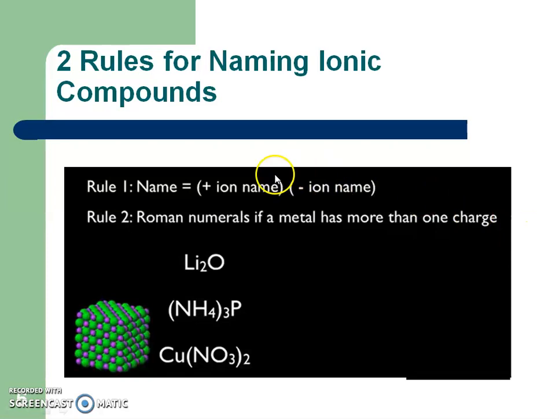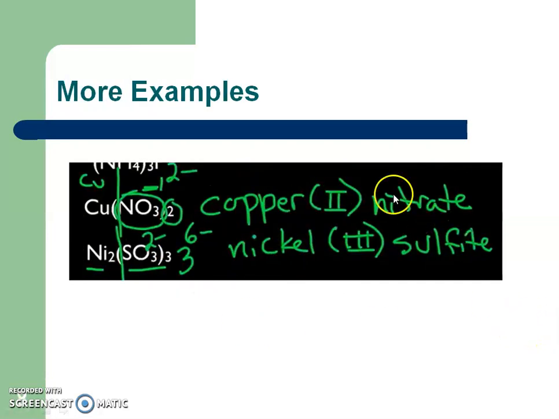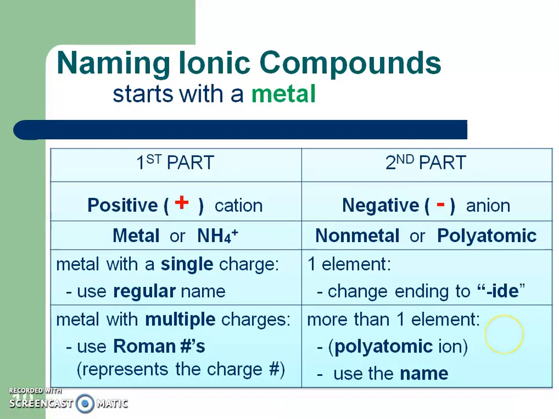Then he talked about that second rule about those Roman numerals and how those metals with multiple charges, you need to distinguish which metal you're referring to. So then he did some examples, some with just regular metals, some with that weird positive polyatomic ion. He also did other polyatomic ions as well as those metals with multiple charges needing those Roman numerals. So off to your notes packet. Pause the video, fill in the blanks, read as you write, and then play to hear my words.